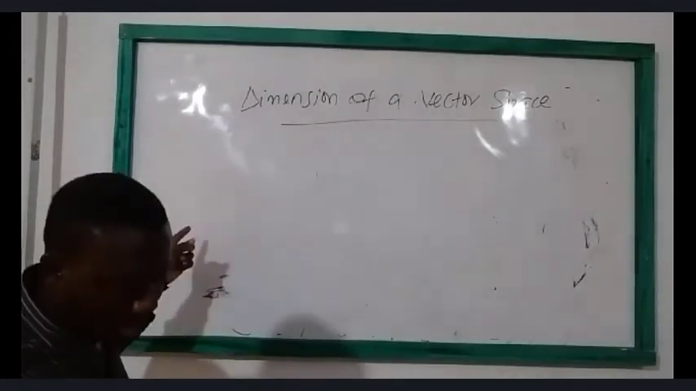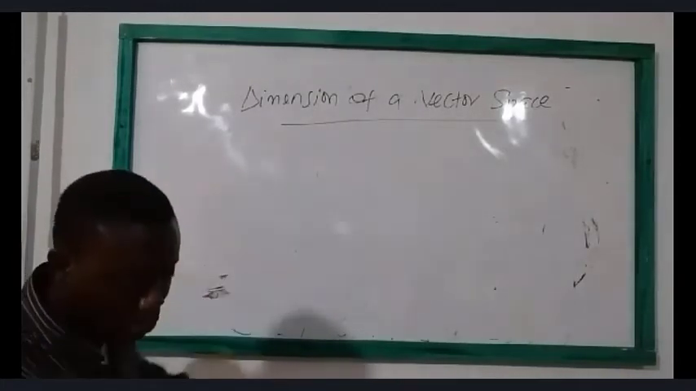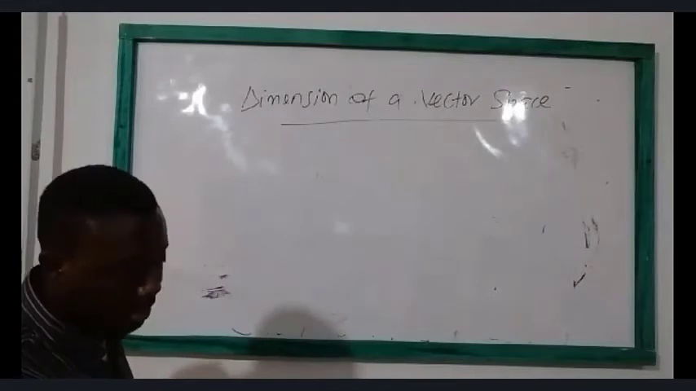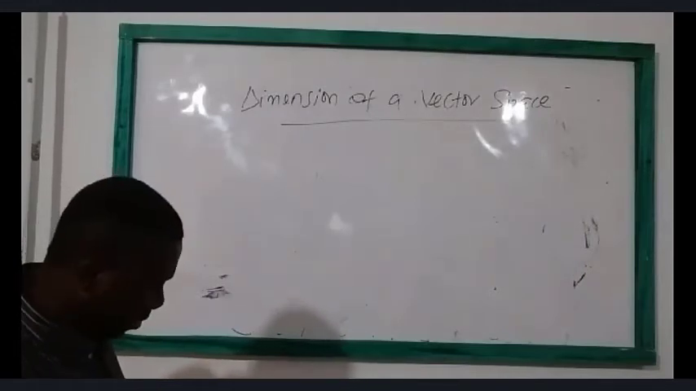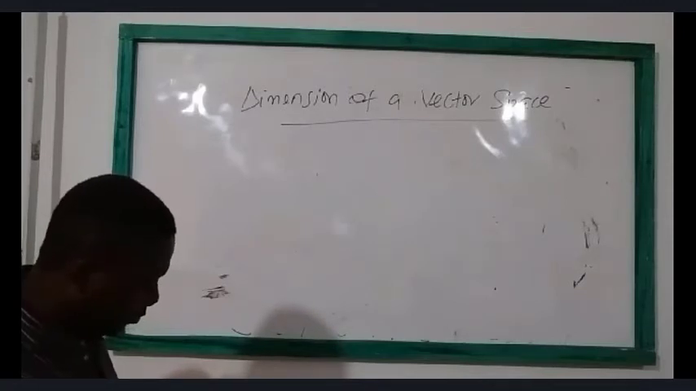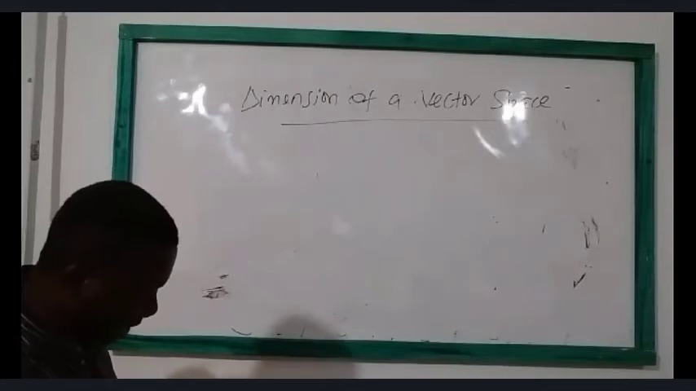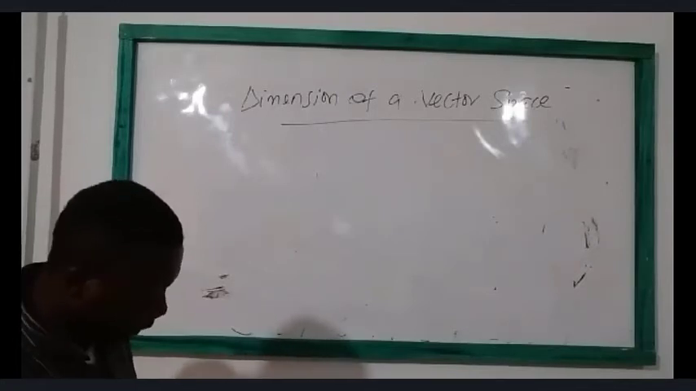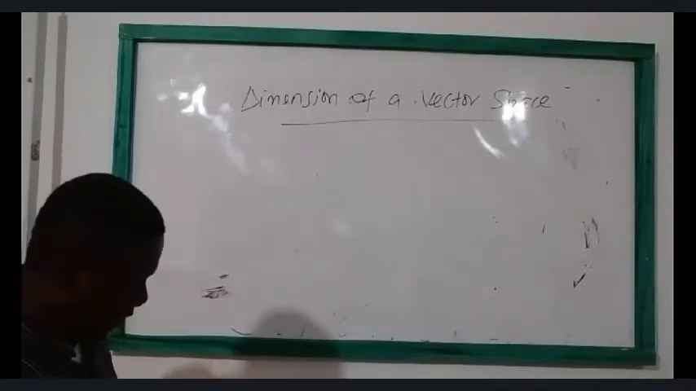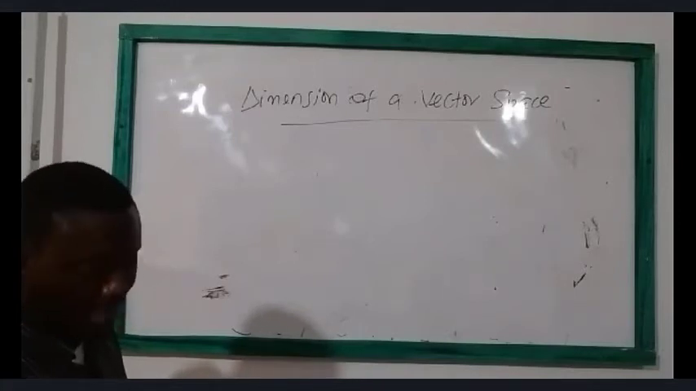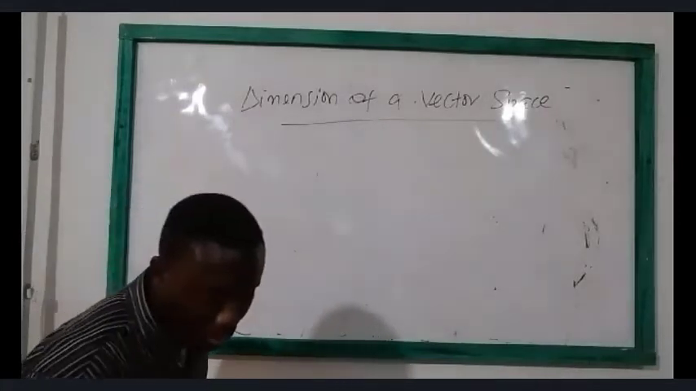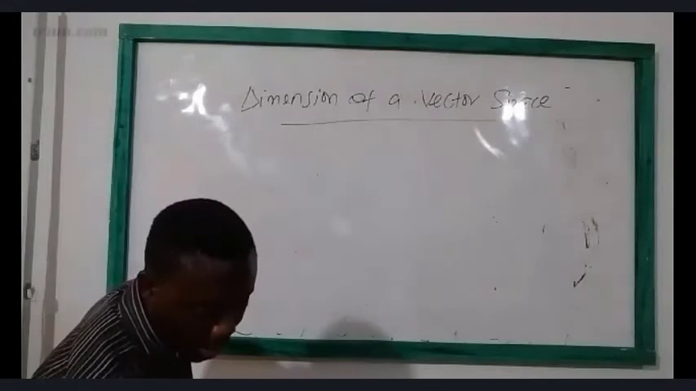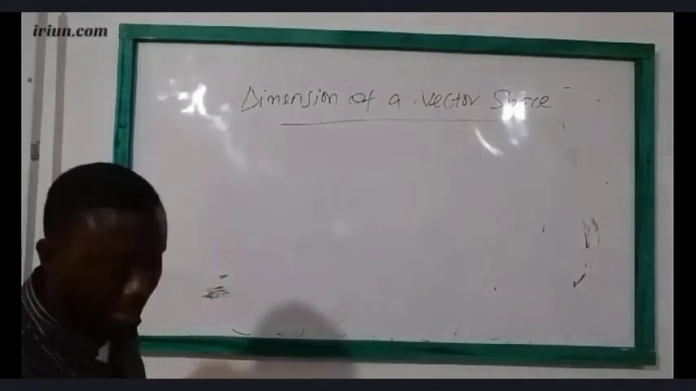So if you look at the example we just solved, we had the vectors (1, 2, 1) and (-1, -1, 1) to be the basis. So these were the two vectors that form the basis. All you do is just count them. Therefore, the dimension is 2.